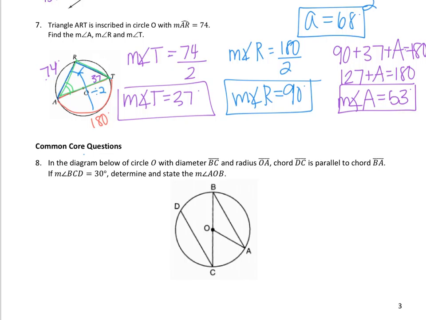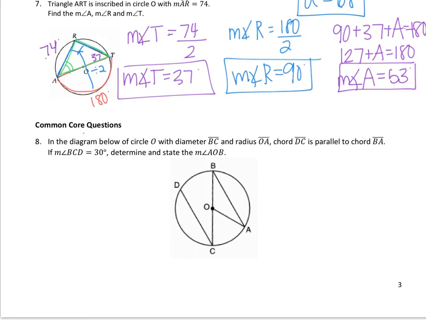Now we're going to start taking a look at some Common Core questions where we use the information that we just learned and practiced in our notes to continue at a little bit of a higher level. It says, in the diagram below of circle O with diameter BC and radius OA, chord DC is parallel to chord BA. So find those segments, BA and DC, and mark them parallel. If the measure of angle BCD is 30 degrees, determine and state the measure of angle AOB, right here. So we'll call that X.